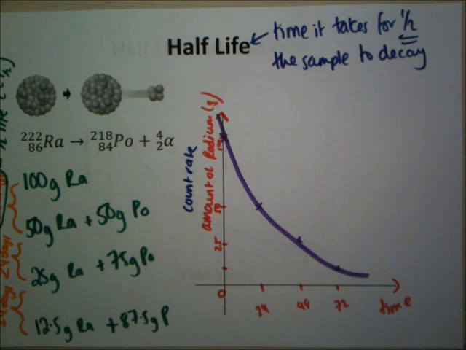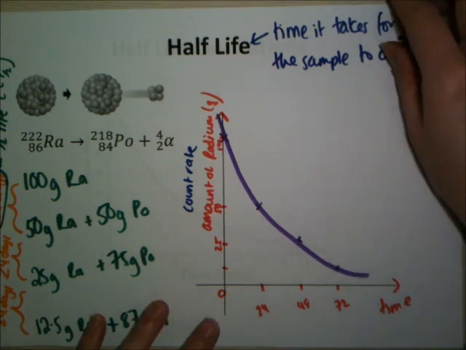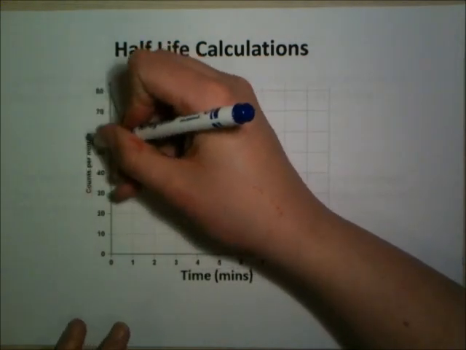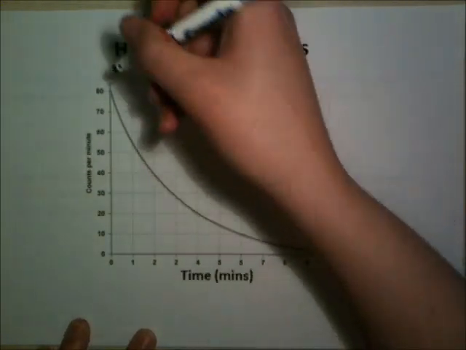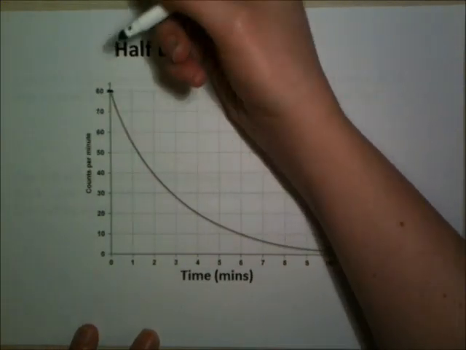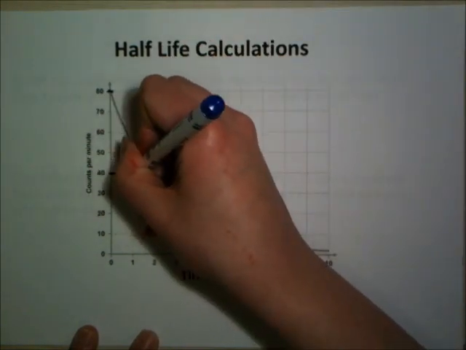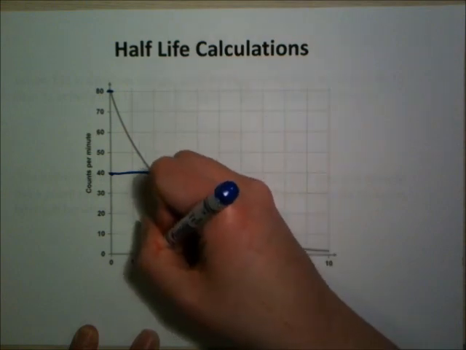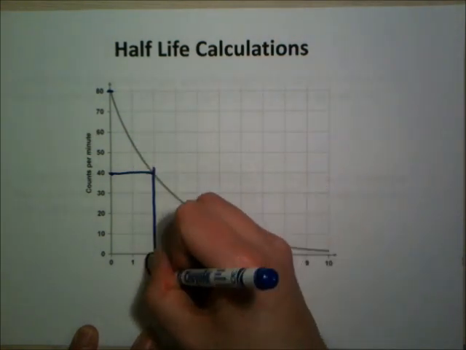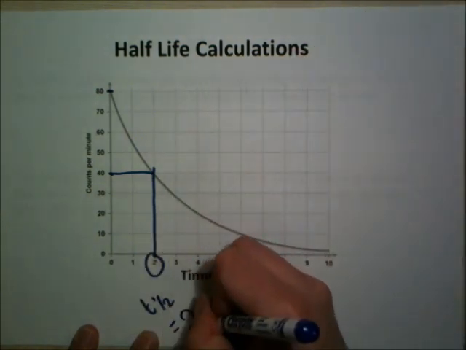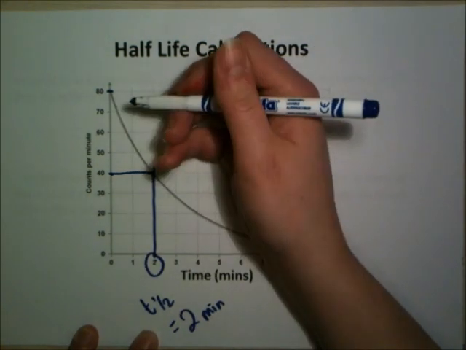So we can use one of these graphs to work out the half-life of the material. If I have this material here, I can work out the half-life of it just using a graph. So here I've got counts per minute on this side and I've got time in minutes. Now it started off as 80, so the half-life is going to be when the counts per minute get down to 40. So if I go along to 40 and see what that line is, I see that it gets to 2. So this is the half-life of this material. It's 2 minutes. The half-life of this material is 2 minutes.